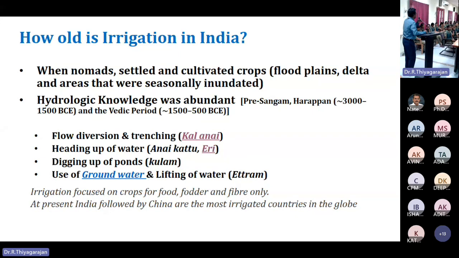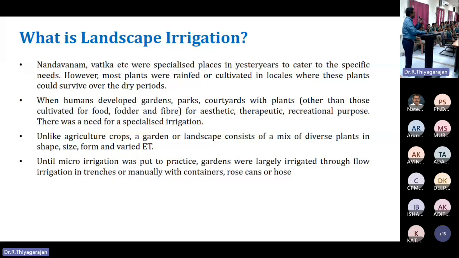I mean, China by geography is having the largest area, but in many parts of China, you cannot irrigate. When there are snowbound areas, you cannot irrigate. So India is topping the list now. And if you take these two countries, they are the most irrigated countries in the world. Next please. Okay, let us stop irrigation for a moment in general and go into landscape irrigation.